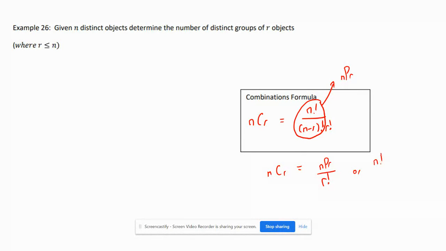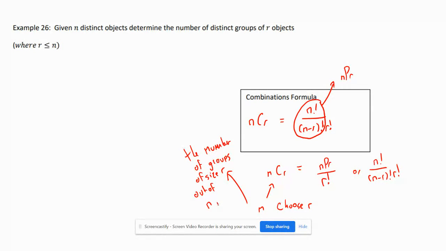Or, let's rewrite this again. How does this read? This reads as n choose r, which measures the number of groups of size r out of n possible.